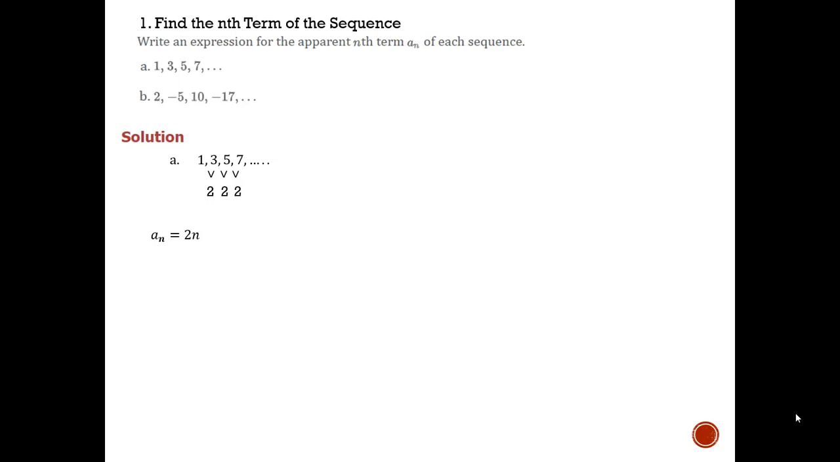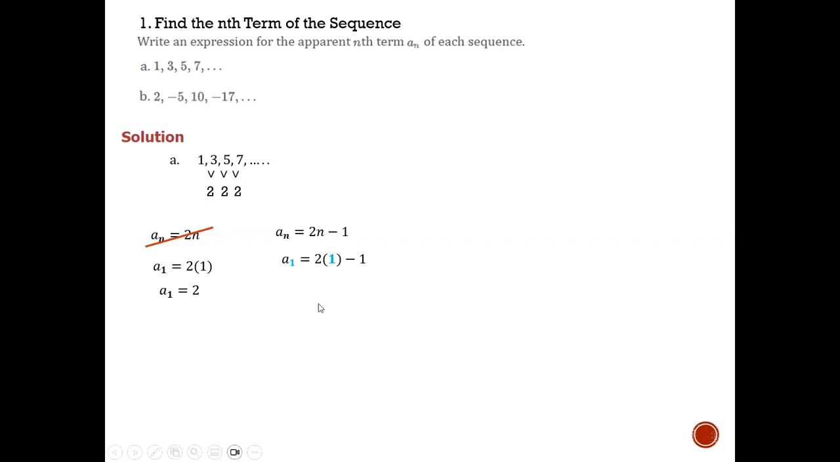So let's check this one. So 2n, if we plug in a 1, then it should give us that first term, which is a 1. But when I plug in a 1 for n, 1 times 2 is 2, so that's not the first term of the sequence, so that's not going to work. But we can work with this 2n. So what if we try 2n minus 1? Because we noticed over here that the value is 2, but I wanted a 1. So let's see if minusing 1 helps us out.